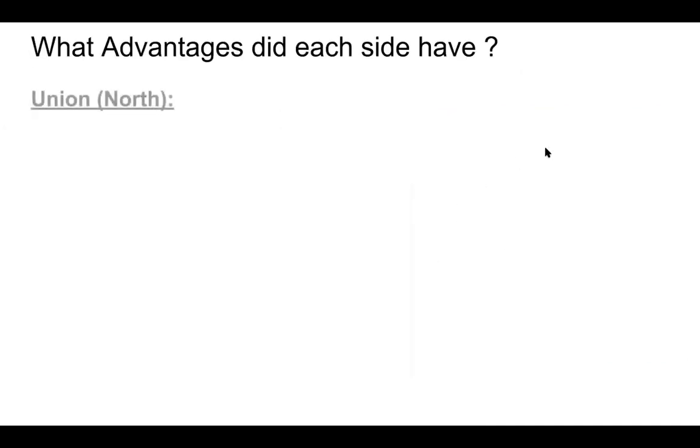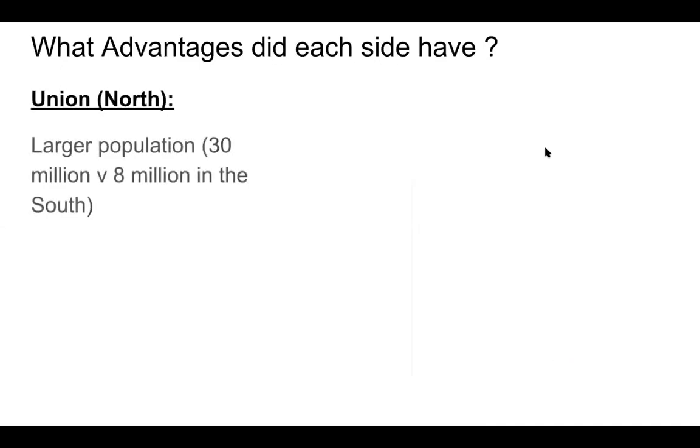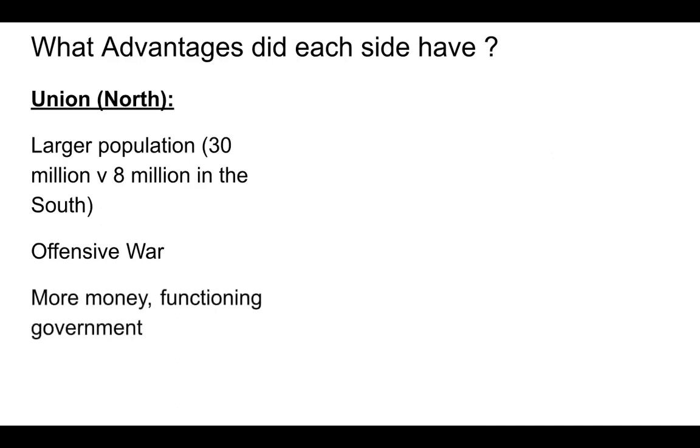All right, so advantages of each side. So the North has a very large population. So there are about 30 million people living in the northern states or the Union states versus 8 million in the Confederacy. So that is a huge advantage. So they are going to be able to outlast the Confederacy because they just have so many more people. This is an offensive war for the Union. You know, they're not fighting in their own territory for the most part. Gettysburg will be kind of one of the great exceptions here. But for the most part, most of the battles are happening in the South.